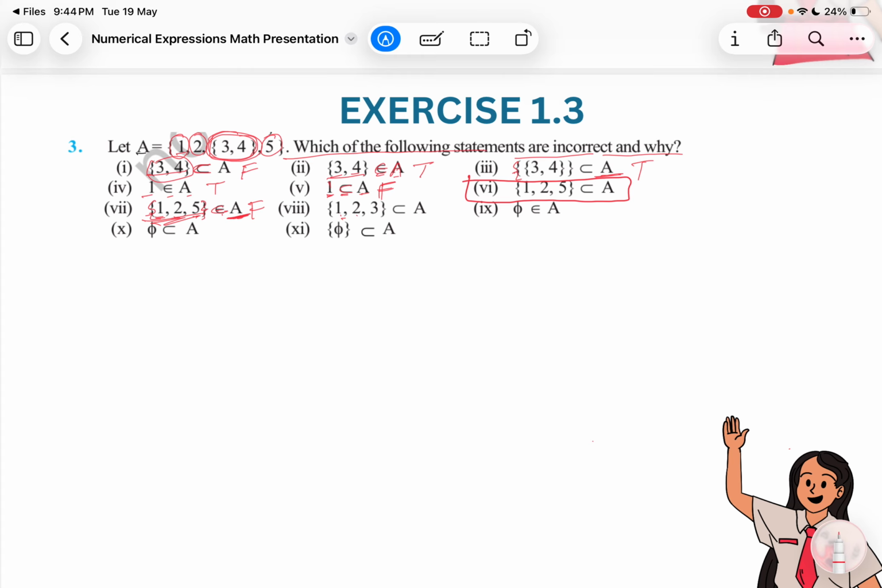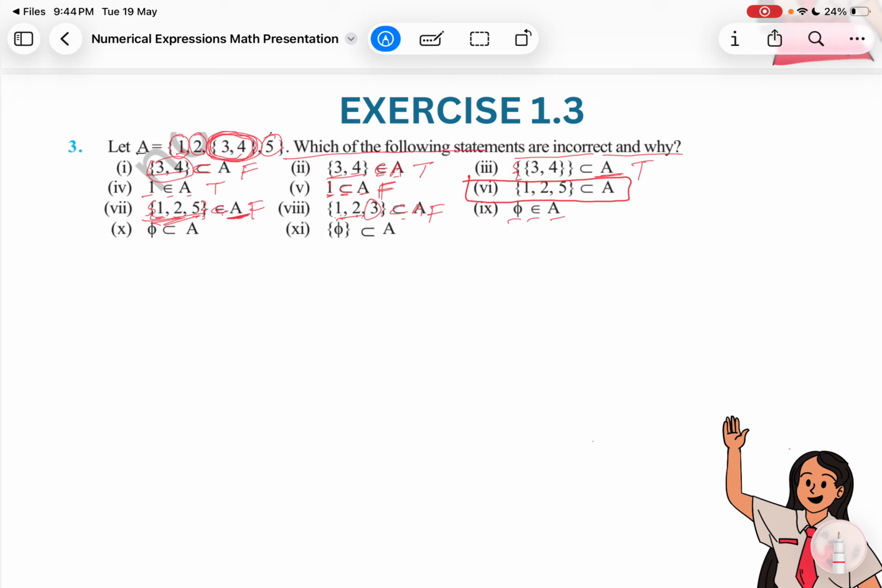Now we have {1, 2, 3}. Is it a subset of A? 1, 2 and 3. So everything is fine here. 1, 2 is fine, but this 3 and 4 is a single element and you cannot take 3 like this. Okay, so this is also an incorrect statement. Let me just write it false.